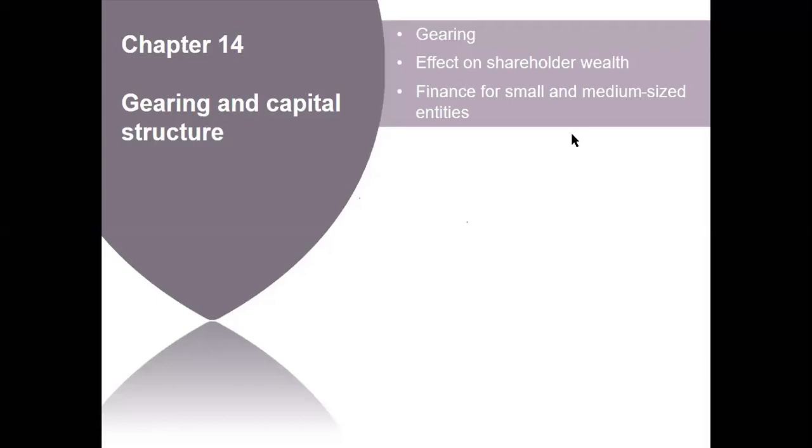So this is chapter number 14, gearing and capital structure. Gearing means the ratio between the equity and debt. You know that your capital consists of equity and debt.